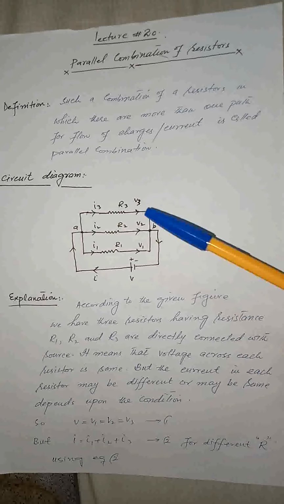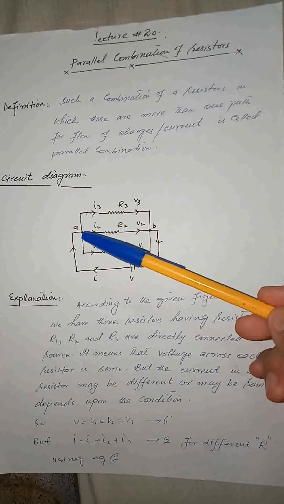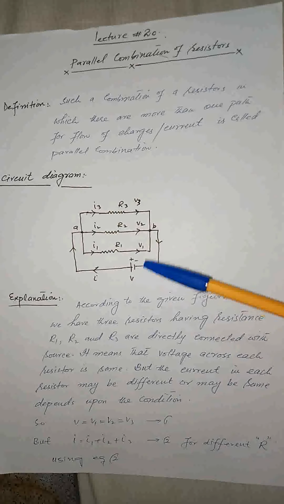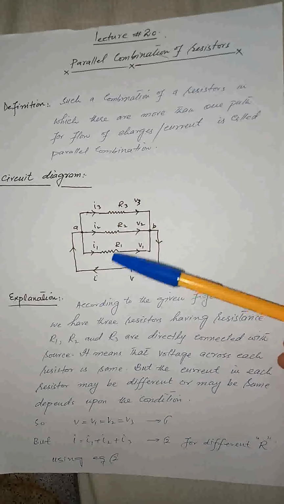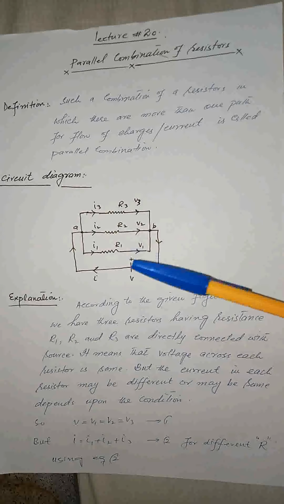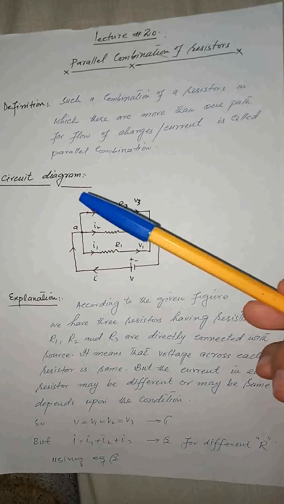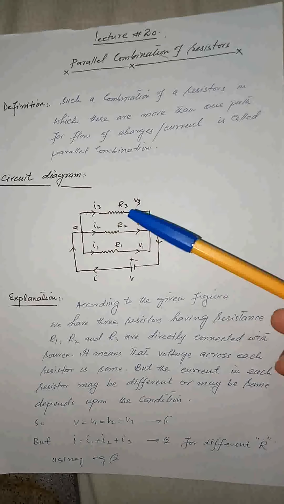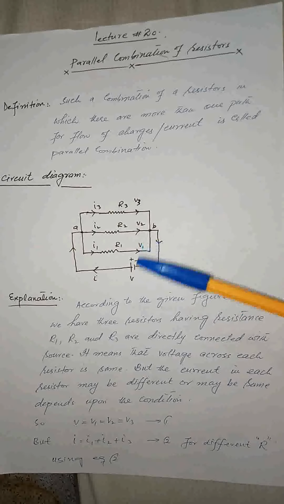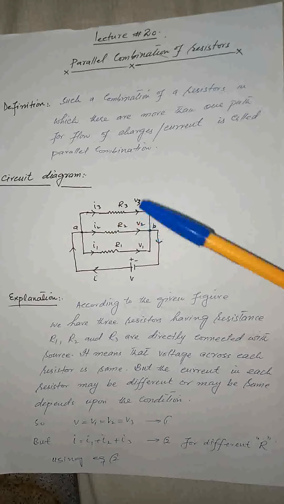Here each resistor is connected directly to these 2 points. It means that the pushing force, meaning voltage or potential difference, is equally supplied to all these three resistors R1, R2 and R3. Therefore, in parallel combination the scenario is different, opposite. Here the voltage or potential difference remains the same as that of the source. V1 is equal to the source potential, V2 is equal to V, V3 is equal to V. So V is equal to V1 is equal to V2 is equal to V3.